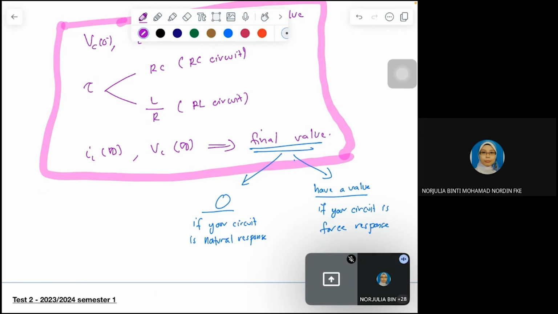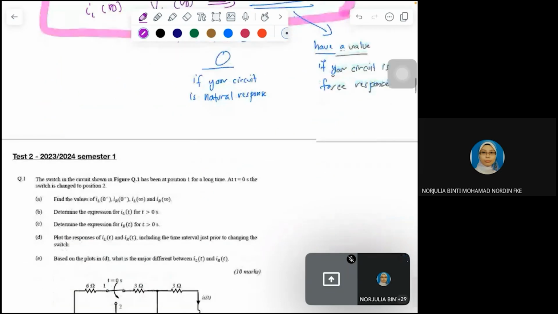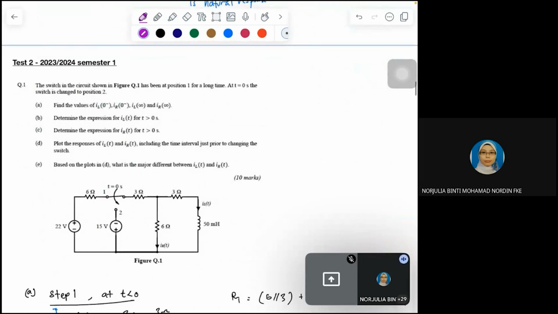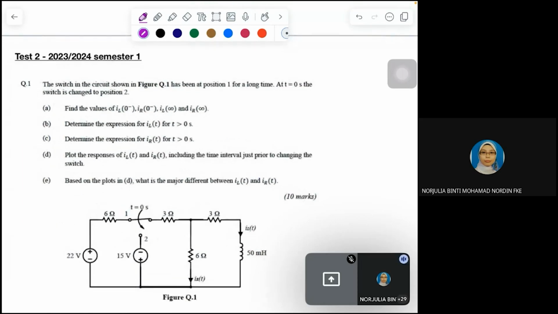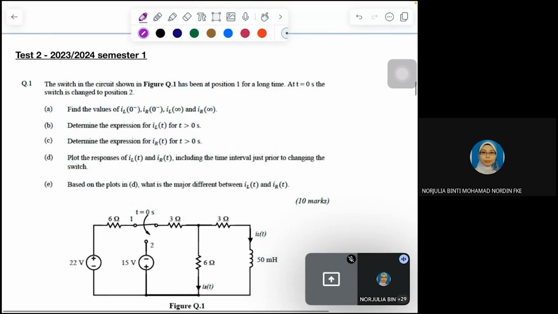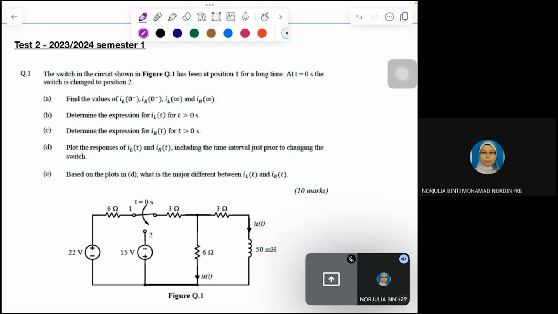So do you have any question before we move to the example? Right, so let's look at this past year's test question. Okay, I'll make it bigger so you can see it clearer. All right, so this is a last semester test question.